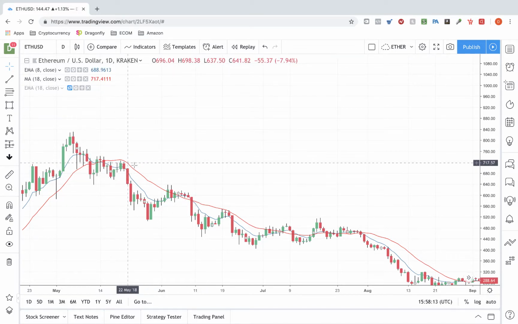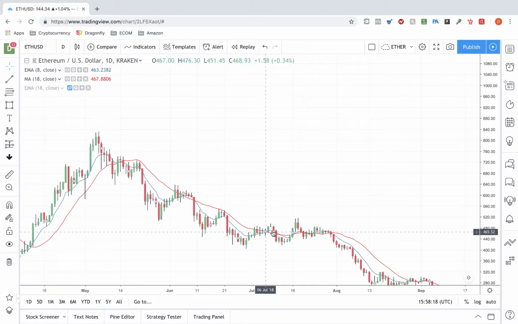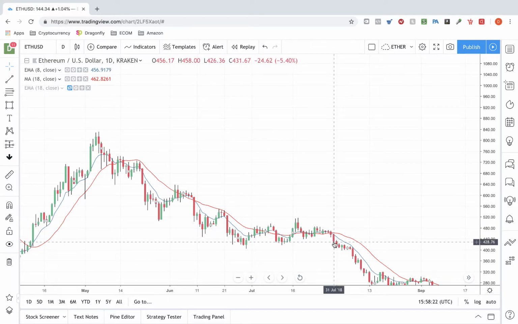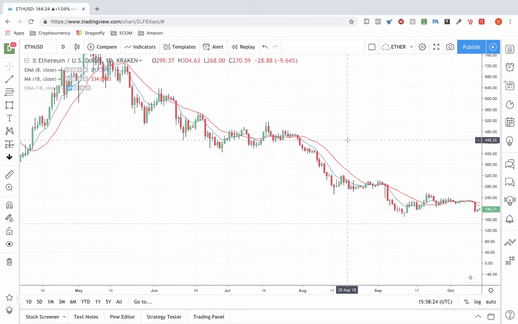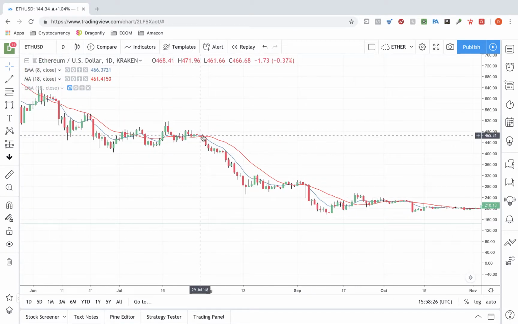Now we're in a downtrend. Now the red is the resistance instead of the support. Okay, crosses a couple times in here. Final cross here. Spike down. You know you're ready for some more downtrend because the 8 EMA and the 18 MA have crossed again.